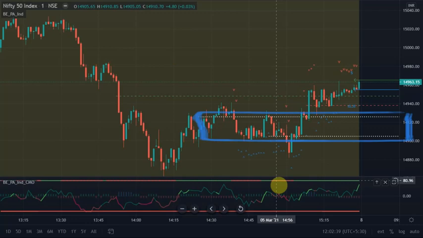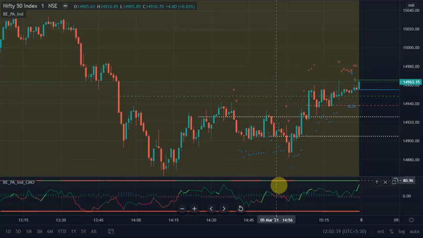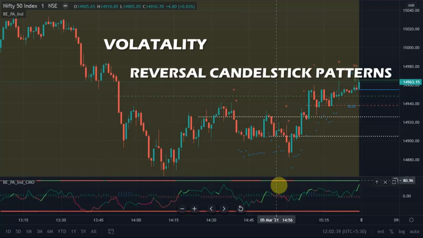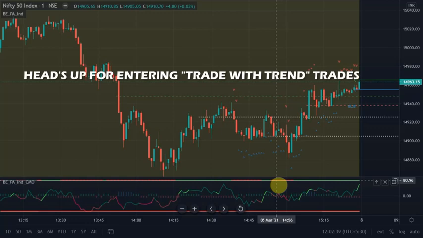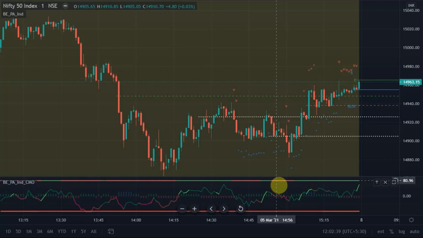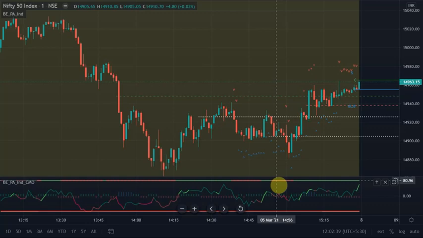Next are the white dotted horizontal lines, which represent the key price points for minor SR and also work as the pullback lines of the previous major trend. Those lines get created based on volume, volatility along with the reversal patterns of the four candles together. Those are also important price lines to consider as they give you a heads up for entering trend trades, or to exit an earlier trade if the line is broken with a power pattern candle. We suggest you wait for the close of the current candle for better clarity.